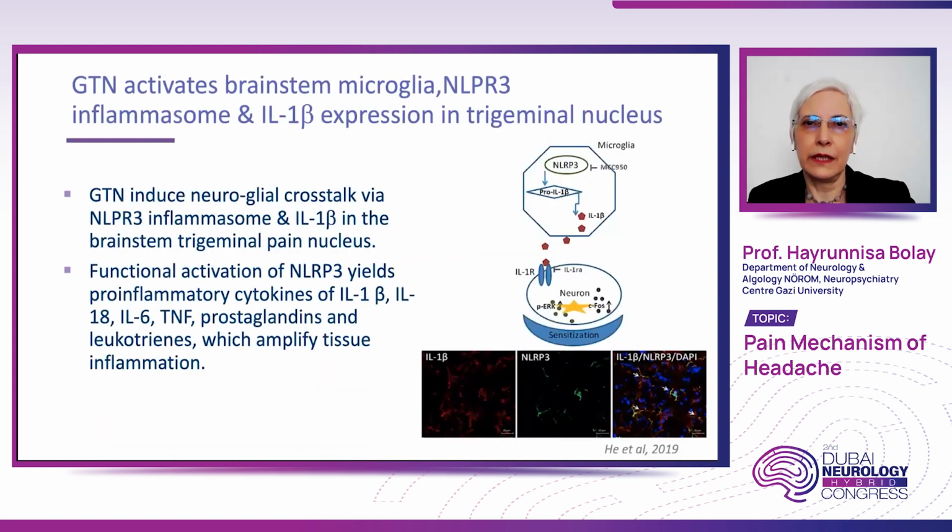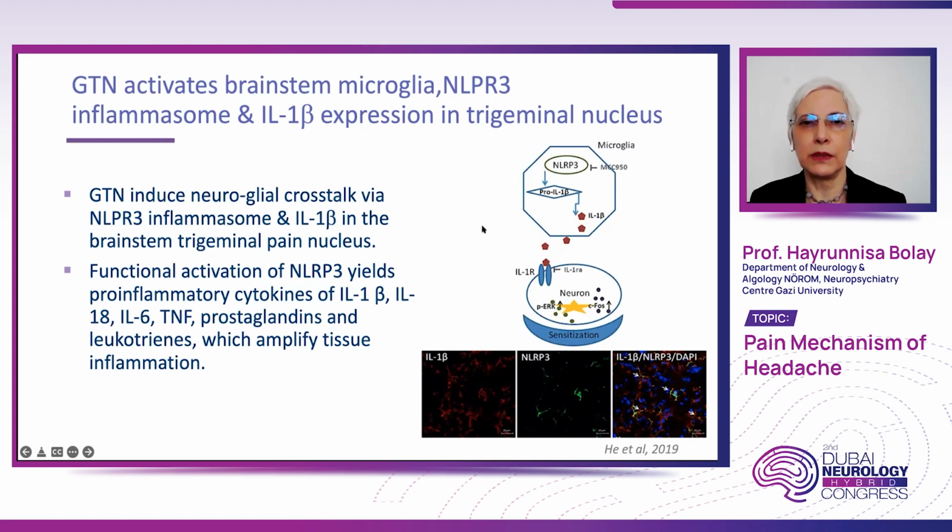And not only in the peripheral tissues like dura mater, nitroglycerin also activates brainstem microglia. This is the brainstem trigeminal nucleus, and you could see the IL-1 beta and NLRP3 inflammasome activation in the microglia. And release of IL-1 beta has its receptors in the neurons, and activation of neurons leads to the c-Fos expression and pain perception. So it is a good example of this neuroglial crosstalk via NLRP3 inflammasome and IL-1 beta.